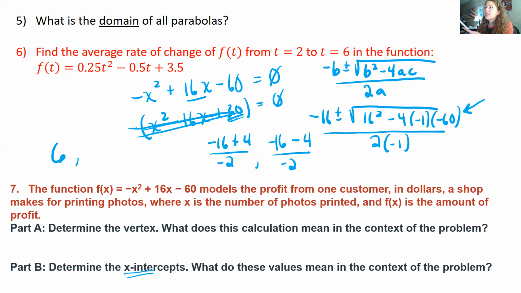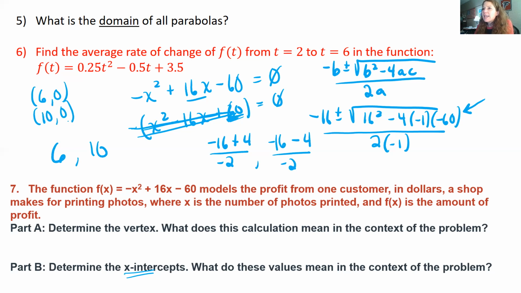Oh, why did I change that to a 30? It was a 60. We could have figured that out, couldn't we have? I'm sorry. It's a Friday afternoon. My brain is tired. So anyway, what's the other one? 10. Yep, 10. It would have been 6 and 10. All right, so our x-intercepts are 6 and 10. So (6, 0) and (10, 0).